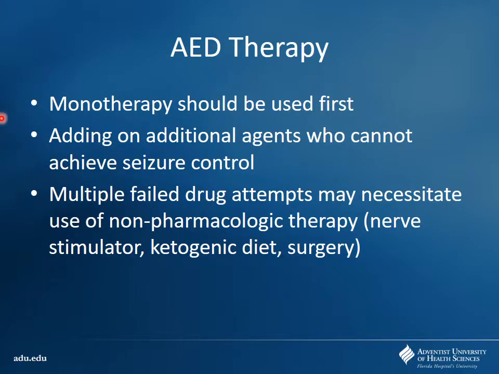Okay. So ideally, we like to start with monotherapy. If you can just use one drug, that's going to be ideal for most patients. And then if you cannot get good seizure control, you can monitor levels for certain drugs, and if those are still appropriate, then you can add on an additional drug. And then at that point, if you're having multiple failed therapies, this is where you can start to think about things like nerve stimulators, ketogenic diet, etc.